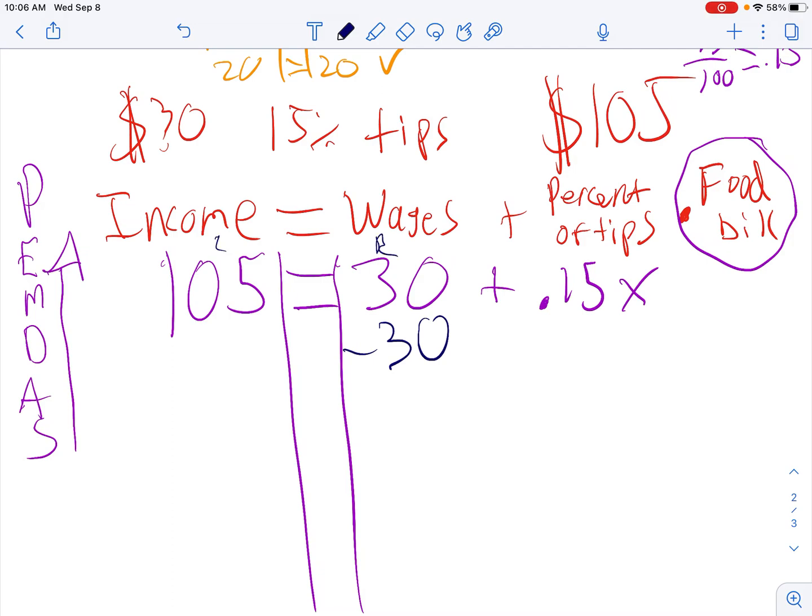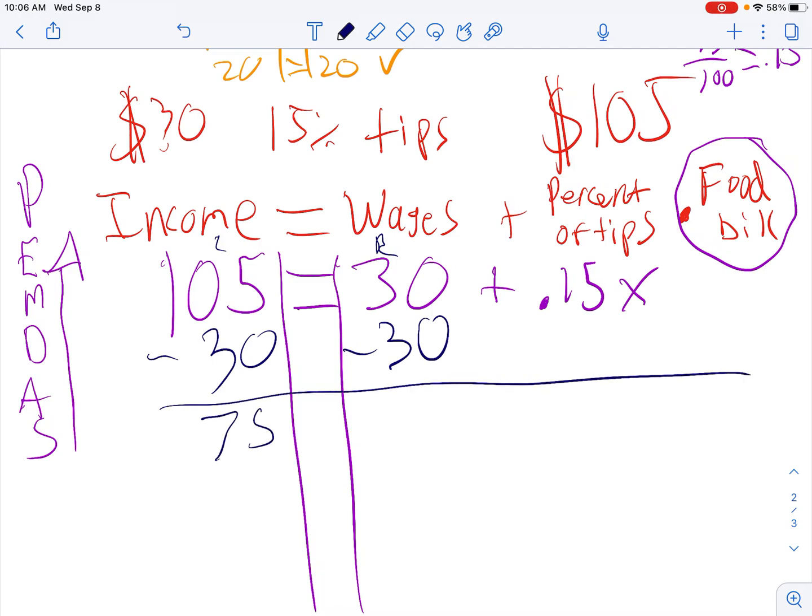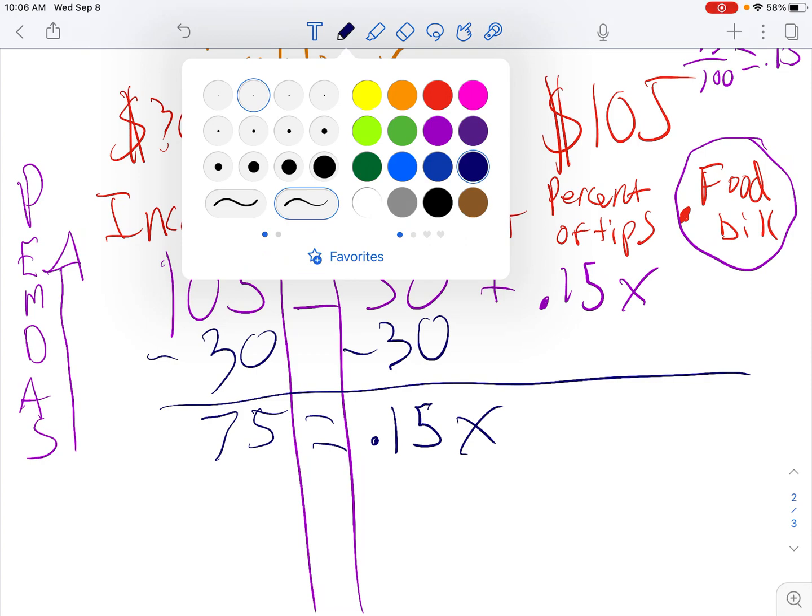So I see I have a positive 30. So if I take 30 from the right side, I need to take 30 from the left side. And 105 minus 30 is 75. And I'm still left with 0.15x. This is 0.15 multiplied by x.